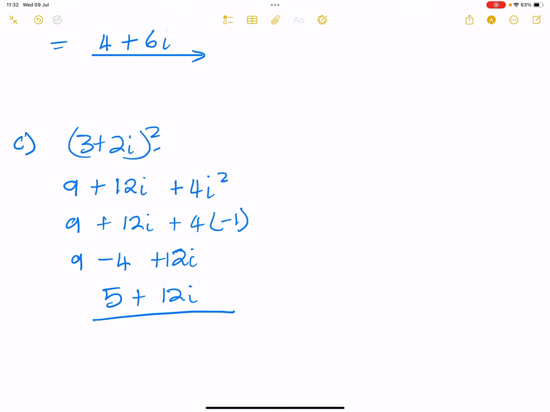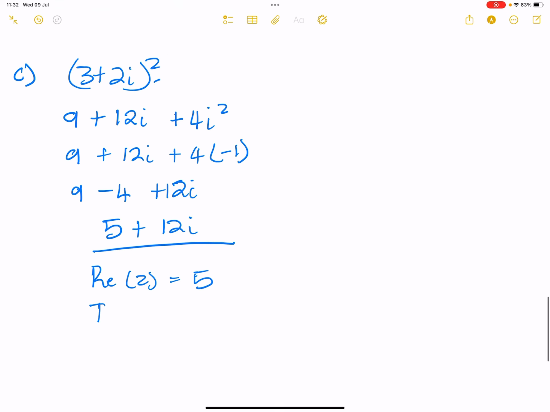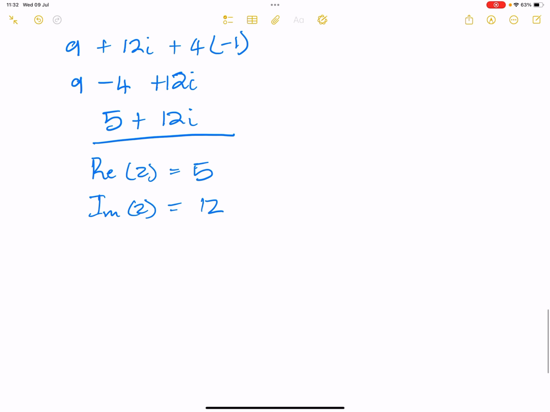And so remember our real component, that's going to be whatever our complex number is, that's equal to 5. And our imaginary component is equal to 12. All right, ladies and gents, quickly let's go for the next one.